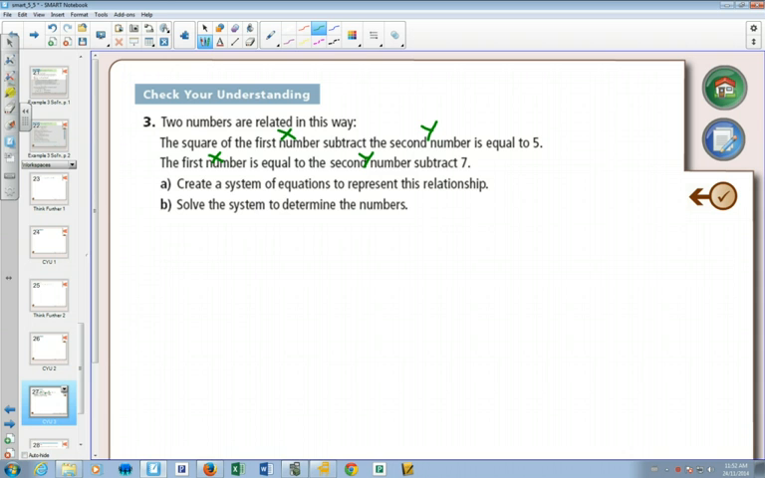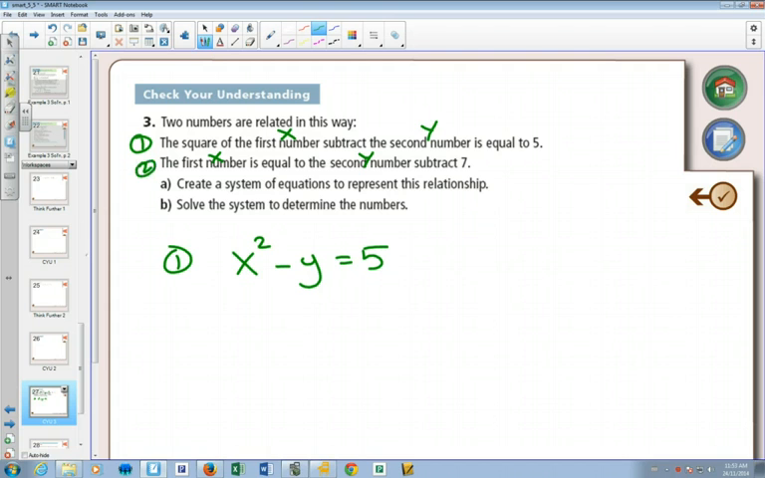In math, X squared minus Y equals 5. Good job. That would be our first equation. And so that matches up with that. Now, 2.